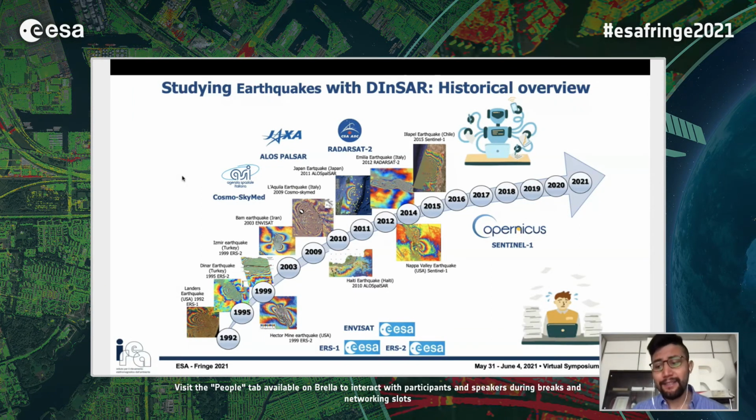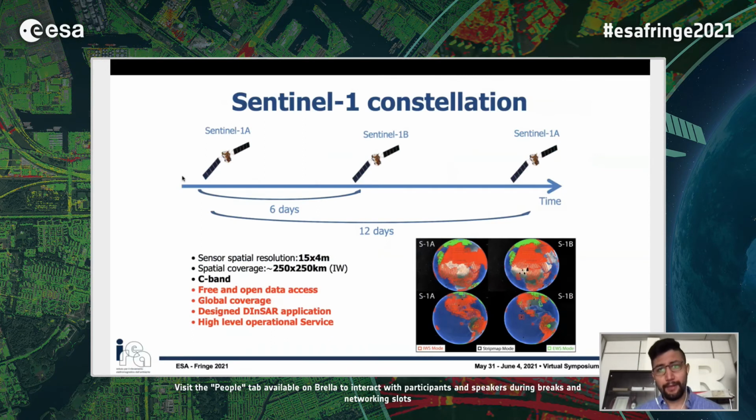So in a general way, we talk about the Sentinel-1 constellation. We have a lot of benefits using these images. The first is the revisit time: 6 days between the two satellites, and 12 days for the same satellite. We have a lot of images, around 13 terabytes per day. We have a spatial coverage of around 215 kilometers. We have free and open data access for these images.